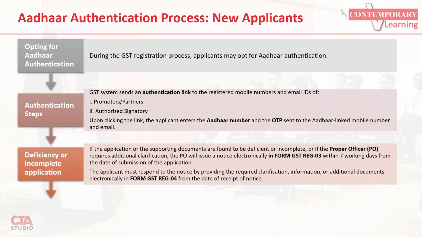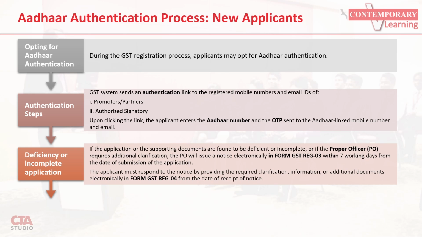Deficiency or incomplete application. If the application or supporting documents are found deficient or incomplete, or if the proper officer requires additional clarification, the PO will issue a notice electronically in Form GST REG-03 within 7 working days from the application submission date. The applicant must respond in Form GST REG-04 within 7 days from receipt of the notice.